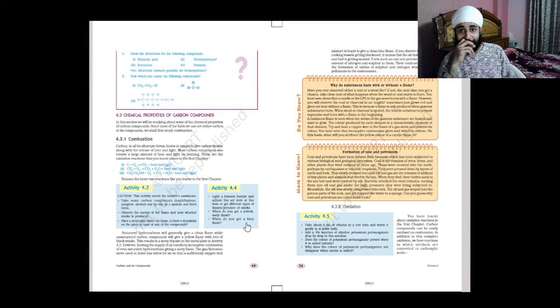Right. Now, oxidation. Oxidation is when alcohols are converted to carboxylic acids. So activity 4.5, what is that? We take 3 ml of ethanol and warm it gently in a water bath. What is a water bath? We take a beaker, heat it on the stove, having a tripod in it, and dip the test tube in it, adding a 5% solution of alkaline potassium permanganate.